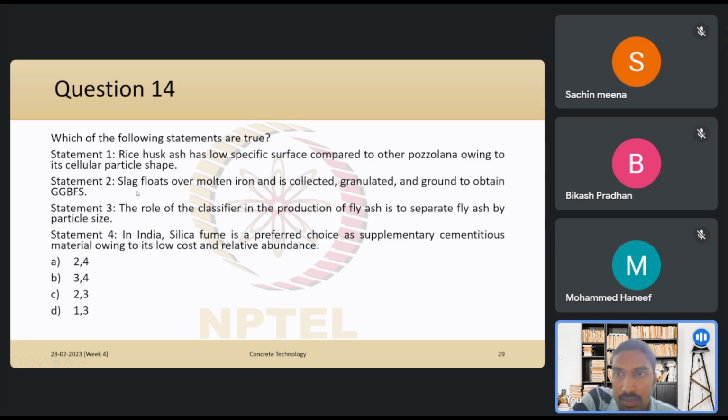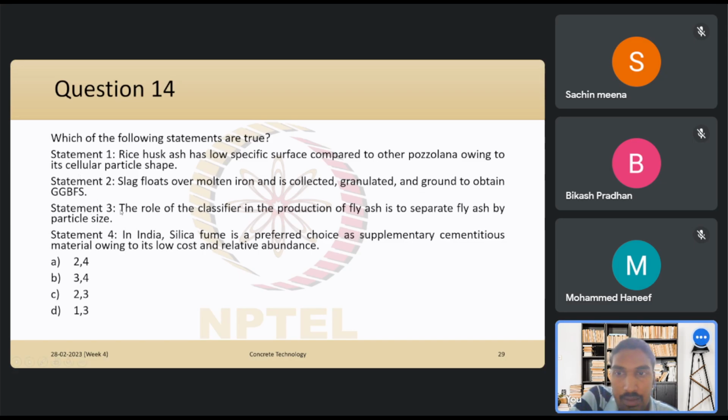Statement 2 says slag floats over molten iron. It is collected, granulated and ground to obtain the GGBFS, right? So that is correct. So GGBFS actually stands for ground granulated blast furnace slag, right? So that is how it is produced. As we remember from the production of GGBFS, we collect the slag from the molten iron, right? And then the granulated slag is ground to obtain the GGBFS, and therefore it is true.